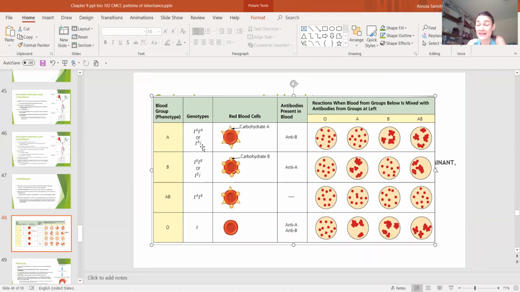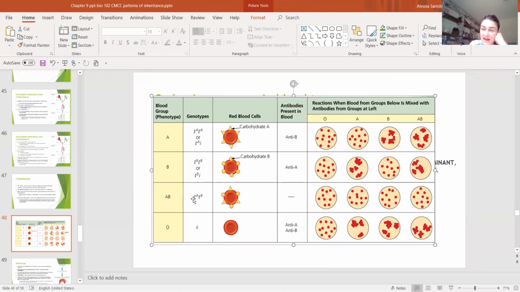Or if you have IA and a little i, which is non-functional, it doesn't work, you're also going to get, since you have IA here, blood type A. IB or IB little i, you also get blood type B. The only time you get the O is with two little recessive i's, okay? And that's when you have blood type O.